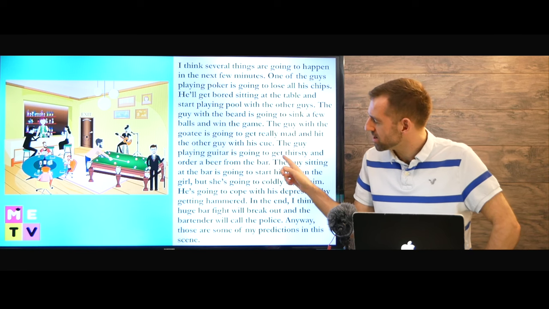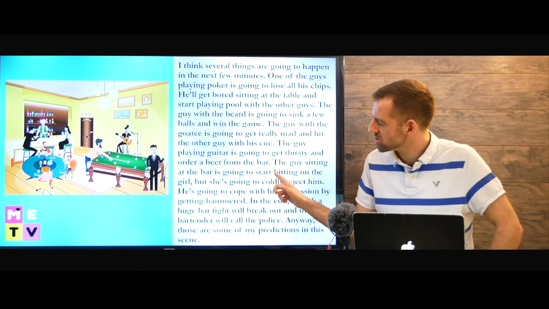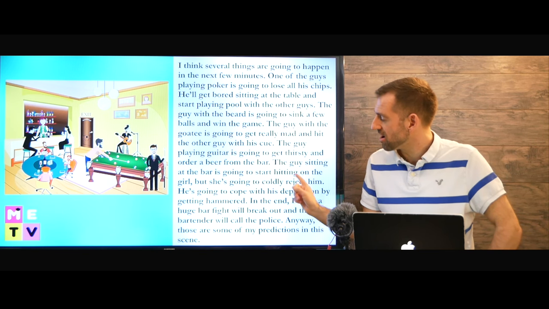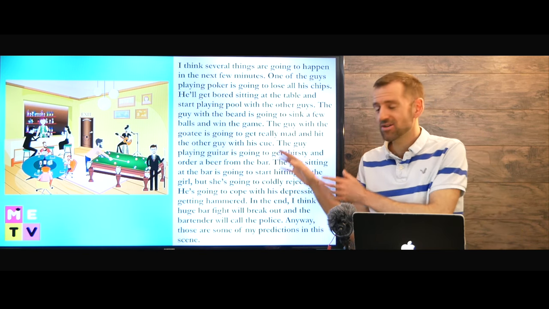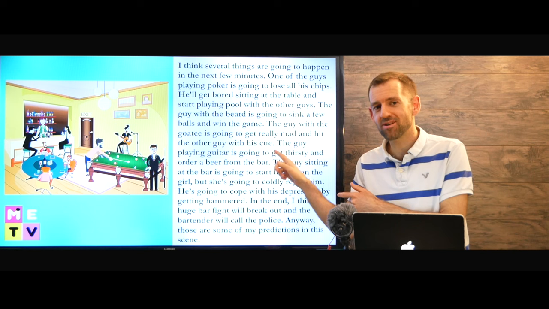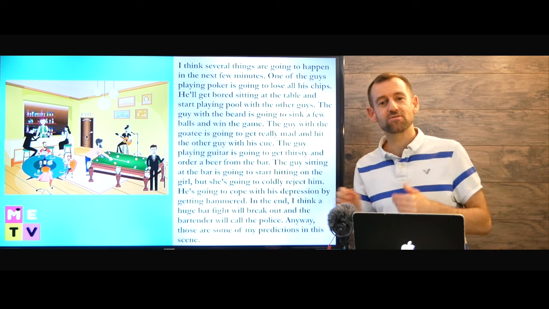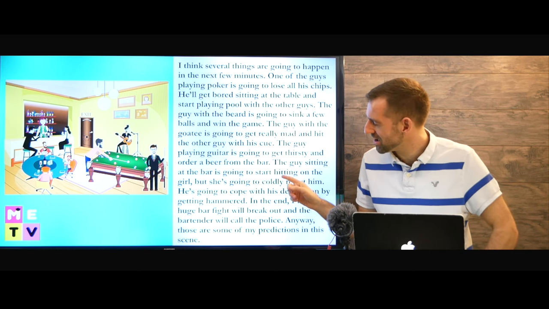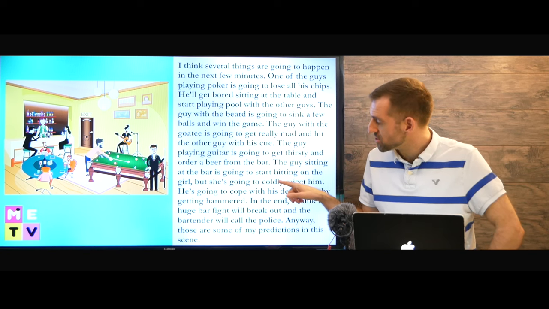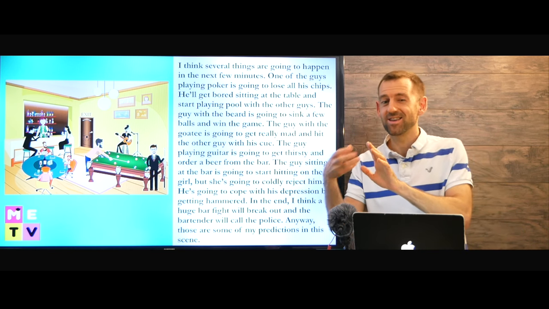The guy playing guitar is going to get thirsty and order a beer from the bar. The guy sitting at the bar is going to start hitting on the girl, but she's going to coldly reject him. Hitting on. Now I've explained all this vocabulary in my book. The page before this in my book explains the vocabulary that I use in this answer. So hitting on means flirting with. He's going to start flirting with that girl at the bar. But she's going to coldly reject him. She's going to reject his flirting.